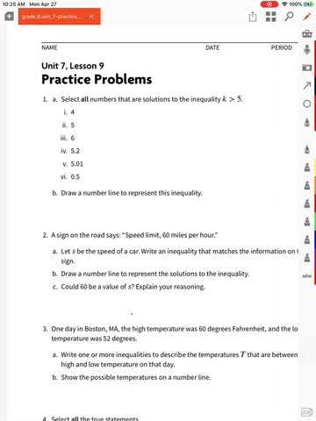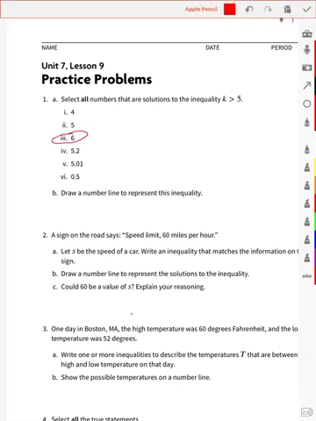So number 1 says, select all numbers that are solutions to the inequality k is greater than 5. So 4 is not greater than 5, 5 is not greater than 5, 6 is, 5.2 is greater than 5, 5.01 is greater than 5, and that is it.